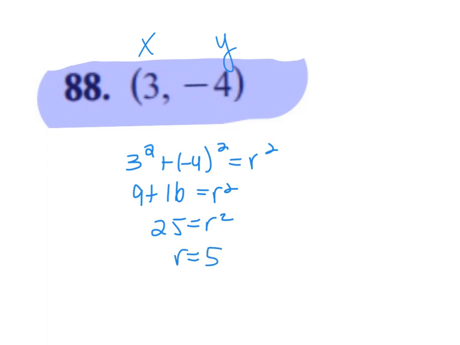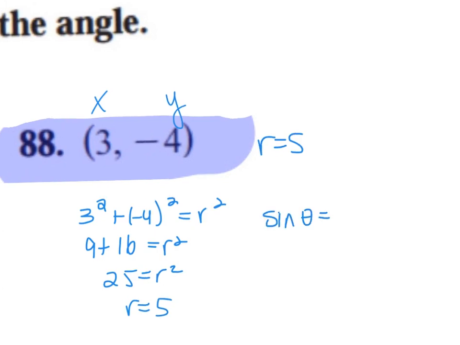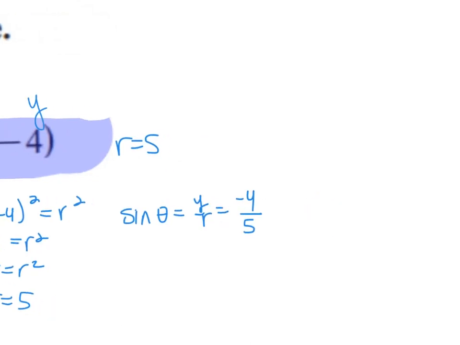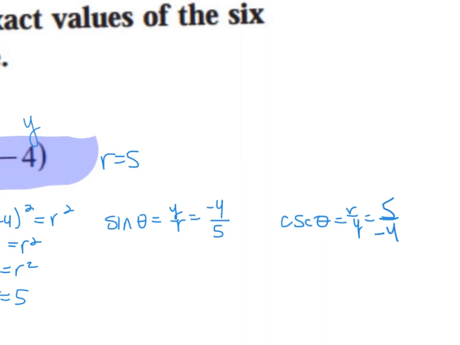And so now what are we doing? The same thing we've done 15,000 times. If I was to find the sine of theta, it would be y over r, which is negative 4 over 5. So then my cosecant of theta is r over y, which would be 5 over negative 4. Doesn't matter where that negative is. Just make sure it's somewhere, either in front, top, back, whatever.